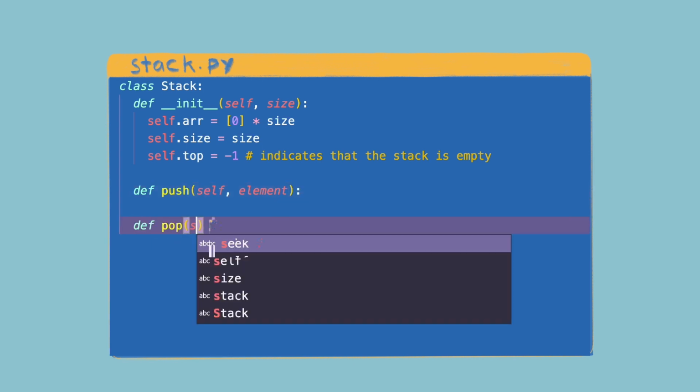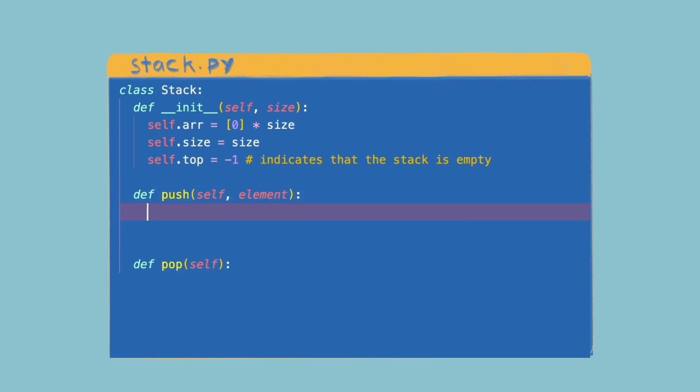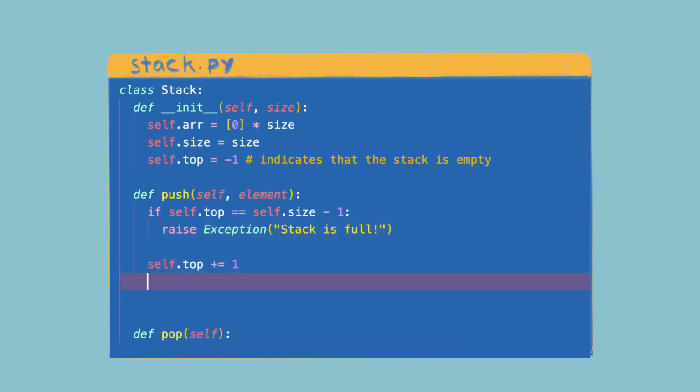The push method accepts one argument, the value that needs to be inserted. It first checks if the stack is full, that is, if the top index is equal to its size minus 1. If it is, then it throws an error. Else, it updates the top by 1 and places the new element at this new top.